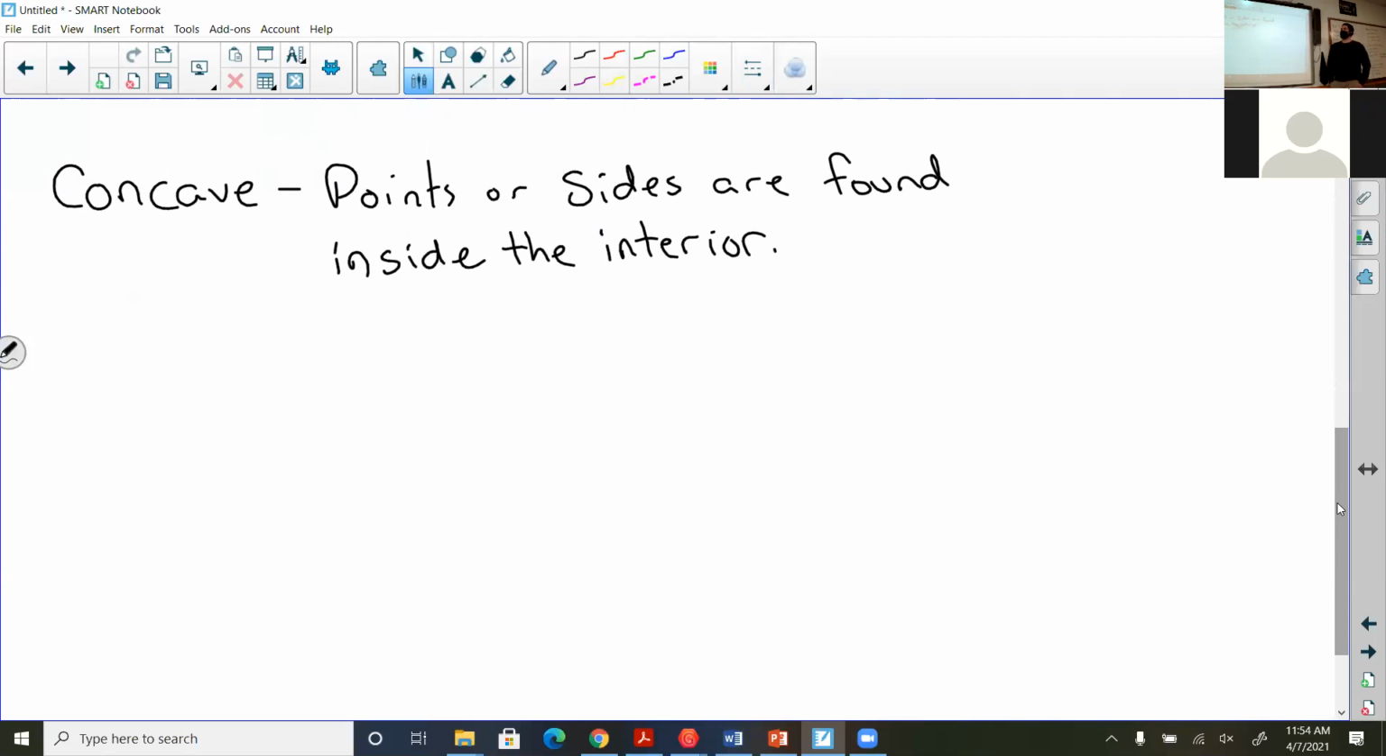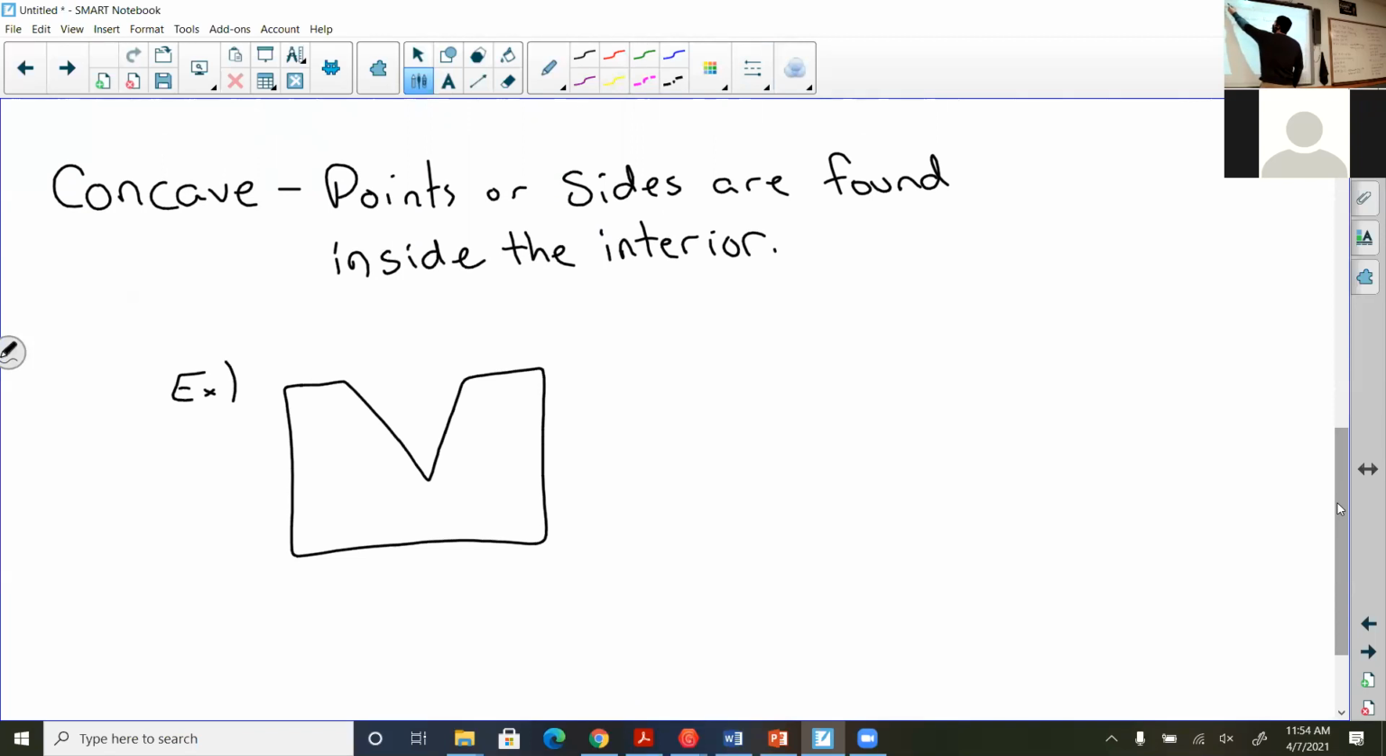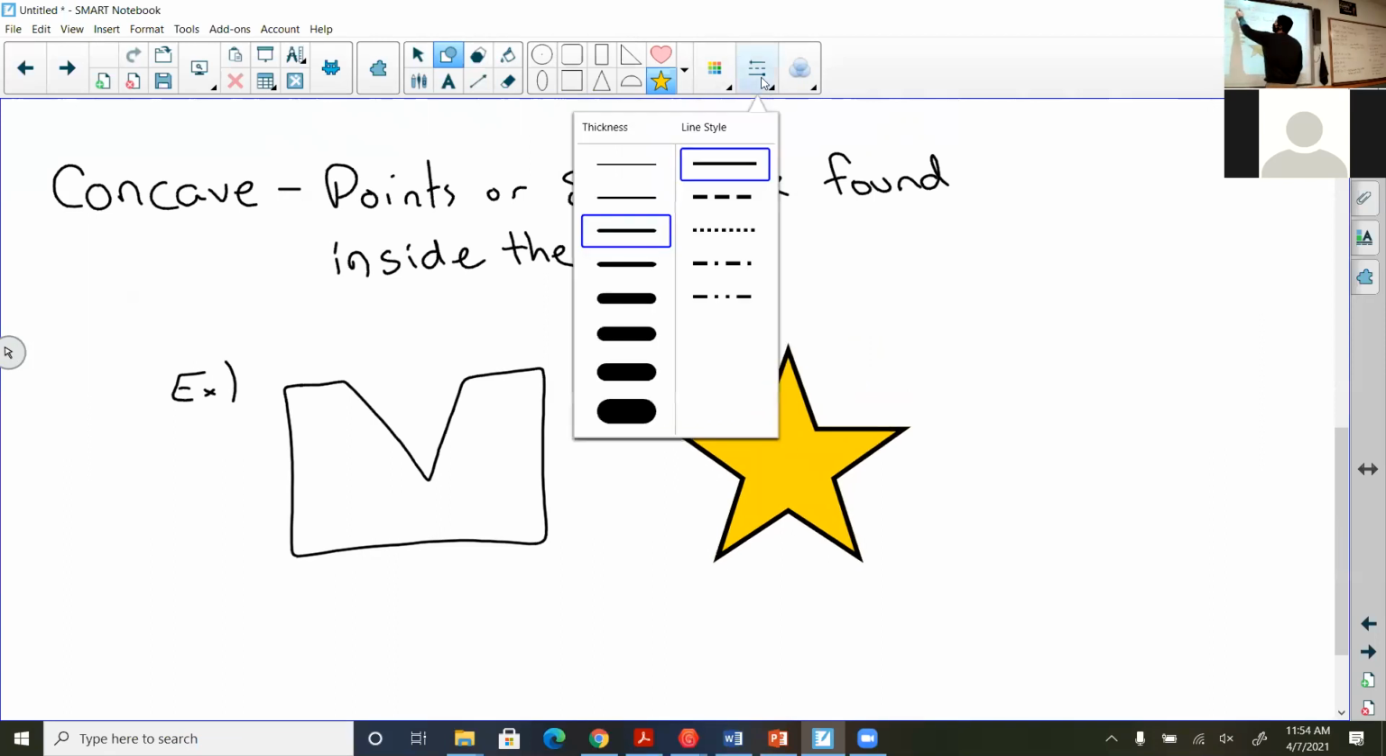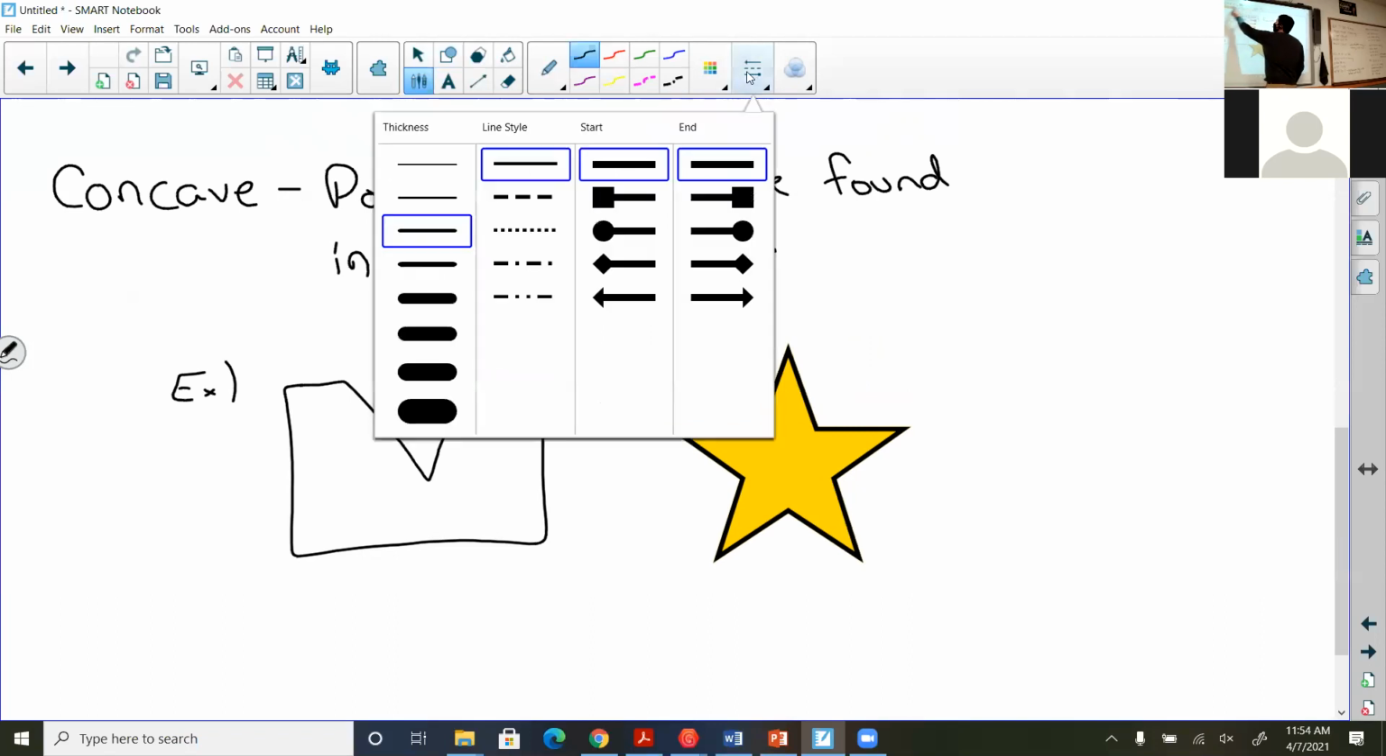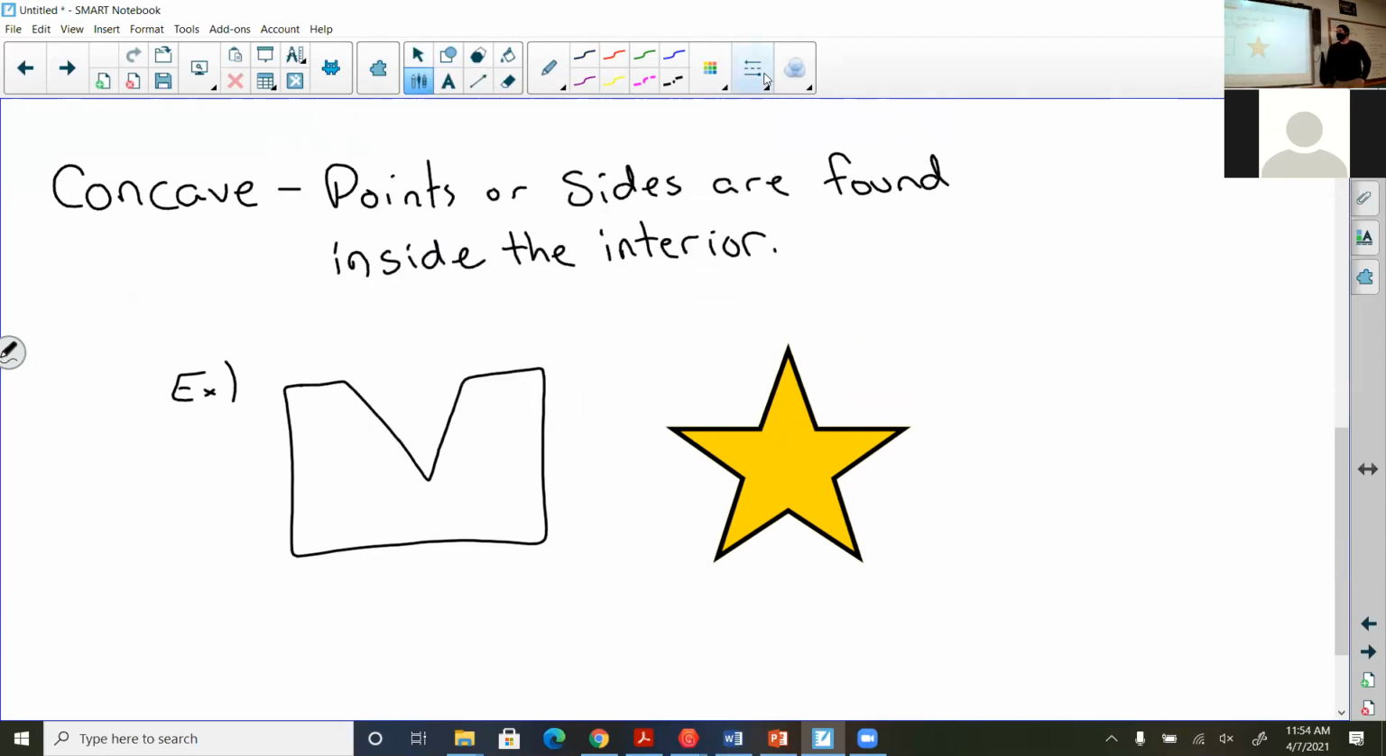All right, so concave is when the points or sides are found inside the interior. So these would be two examples of concave polygons. They all are closed, but you'll notice with the first one, it was a rectangle. And then adding in two sides, one of the vertices went into the interior and then back out. So because of this area right here, that's what makes the shape concave.